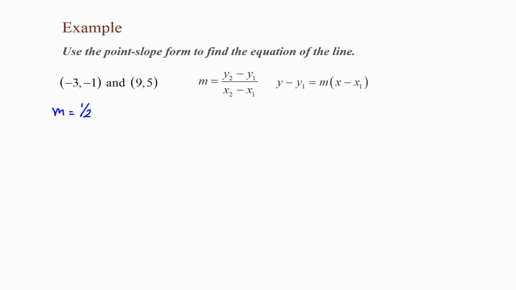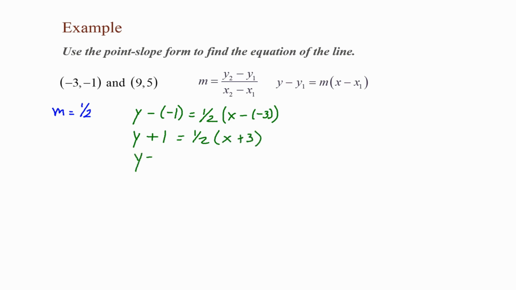So using the fact that m is 1/2 and our first point, (-3, -1), we are now ready to find the equation of the line. Using the point-slope form, y minus y1, which is -1, equals m, which is 1/2, times x minus x1, which is -3. So this gives us y plus 1 equals 1/2 times x plus 3.